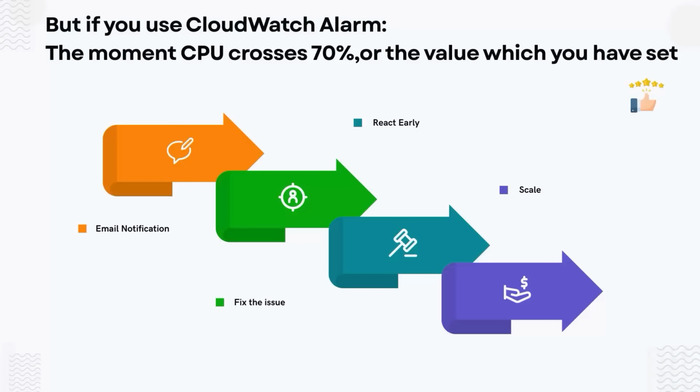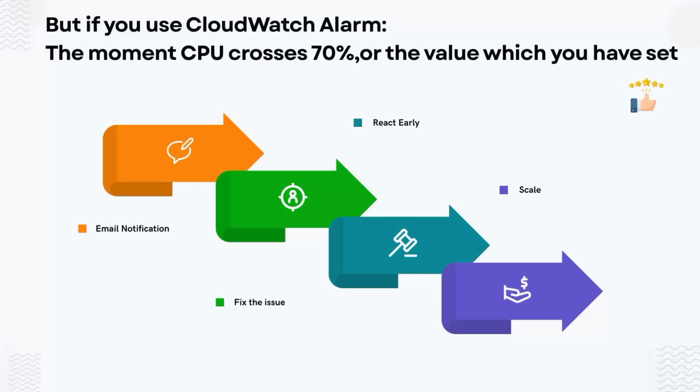But if you use CloudWatch, the moment CPU crosses a threshold value, you will get an email alert and you can take action immediately. And if you have the alarm set up correctly, then you are able to react early, scale your application, and fix the issue before the customer even knows. So the problem is solved before the customer even notices. And that is the power of CloudWatch monitoring.